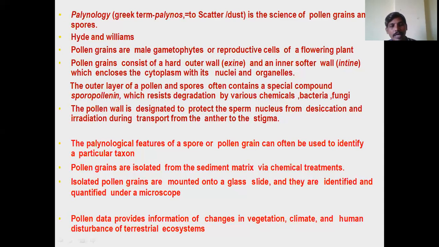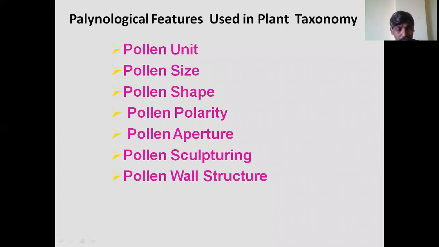So palynology, one of the applied branches, has much more importance in taxonomy, because a number of taxonomical problems are revealed or resolved by the application of palynology in various ways. The information is taken from spore structure, spore wall structure, or spore related morphological characters. So that's why palynology is one of the important branches. In this chapter, now we discuss palynological features used in plant taxonomy.